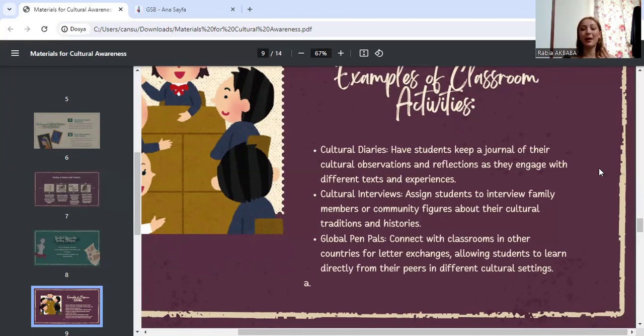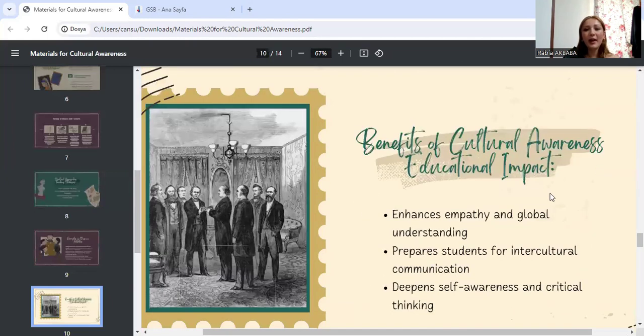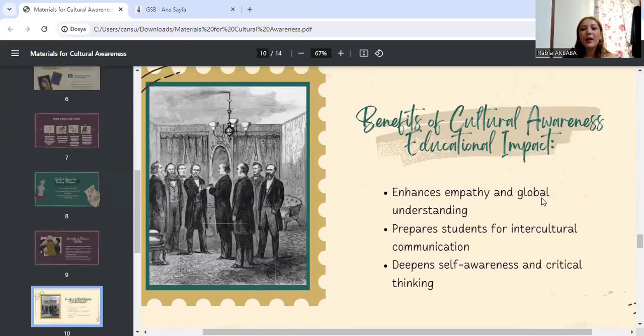That's why I love Global Pen Pals so much, because I definitely say that it improved my language skills and of course cultural awareness, because she was always talking about their family and what she was doing in a day, and it was so fun. I will do that as a teacher in the future. And benefits of cultural awareness: enhance empathy and global understanding. We talked about it. Prepare students for intercultural communication, deepen self-awareness and critical thinking.